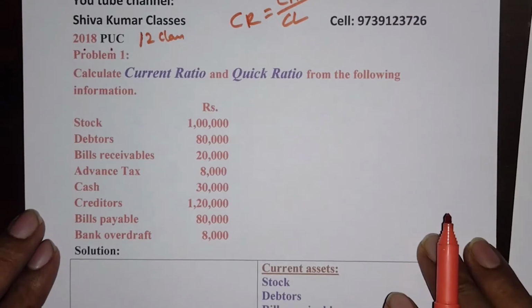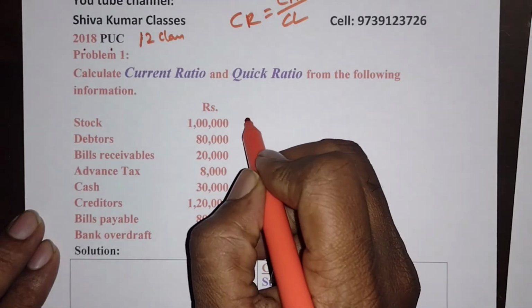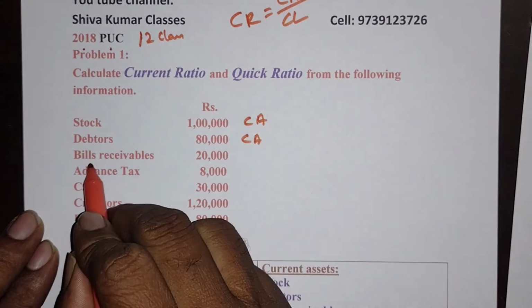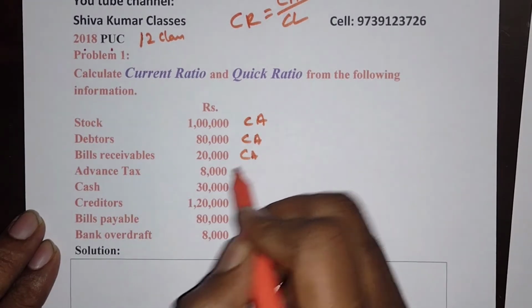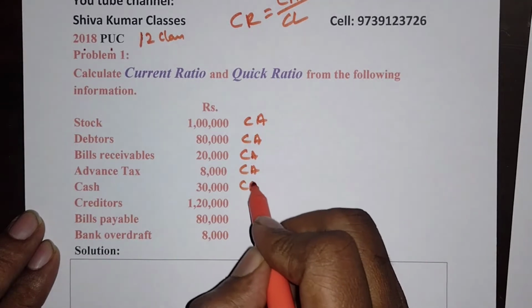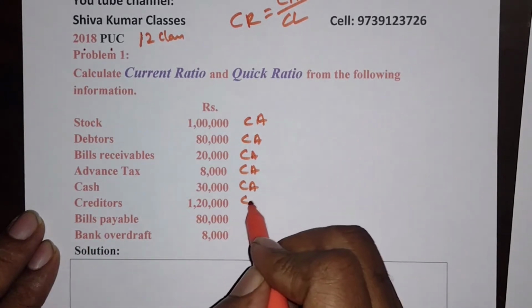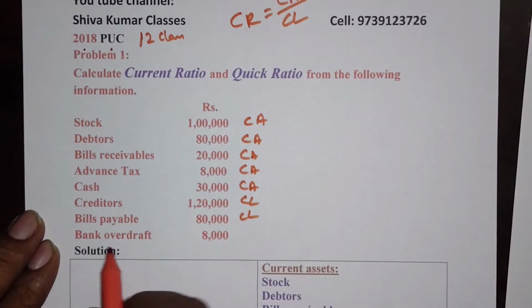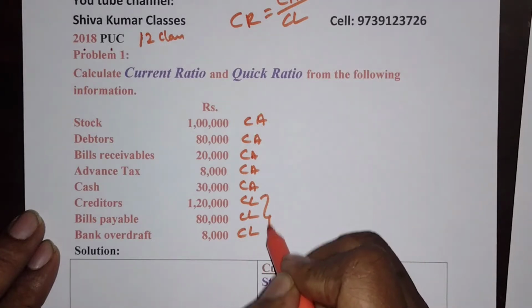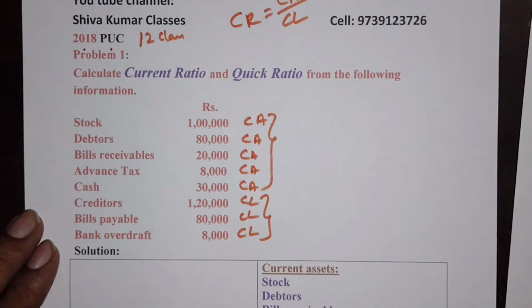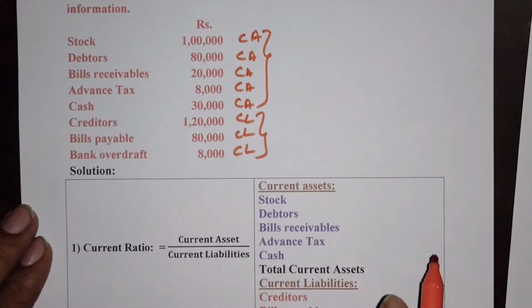Now the very first one is given. Stock is given. Stock is a current asset. Debtors is a current asset. Bills receivable, current asset. Advance tax, current asset. Cash, current asset. Creditors, current liabilities. Bills payable, current liabilities. Bank overdraft, current liabilities. Three current liabilities and five current assets are given. Now let us see one by one.